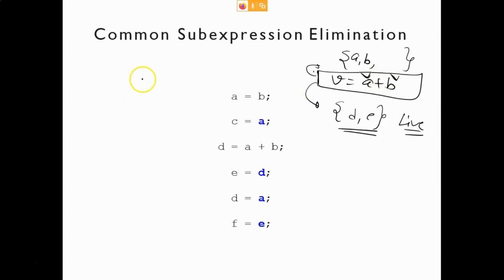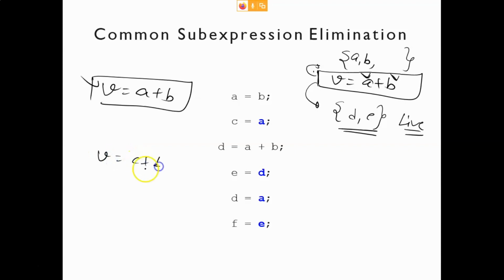We have already seen the definition of dead code elimination. When you have a situation like v equal to a plus b, assignment is a definition. If you are not using it afterwards, let's assume you are not using this v, you define this v but you are not using it. In the middle you are not using this v, you are directly redefining it. Then this v in this statement will be called dead.